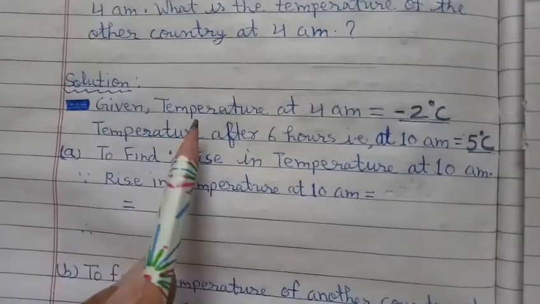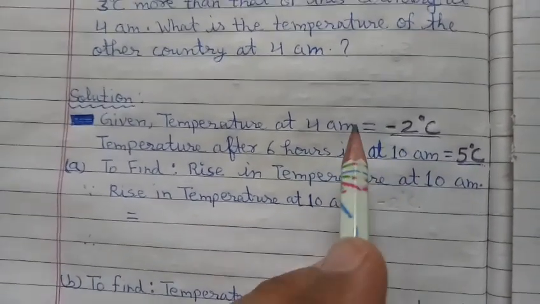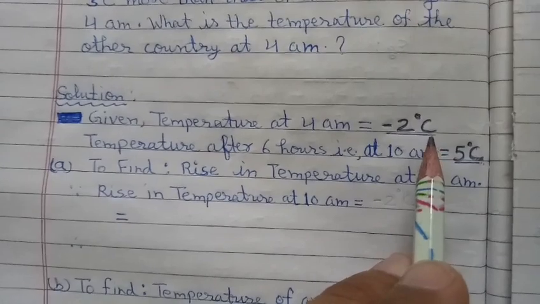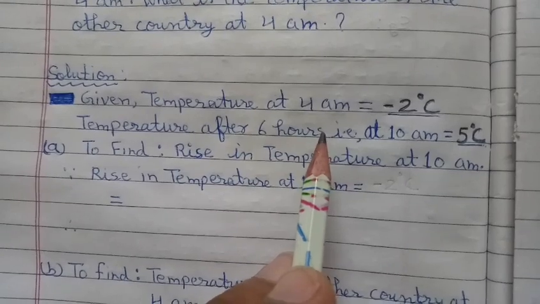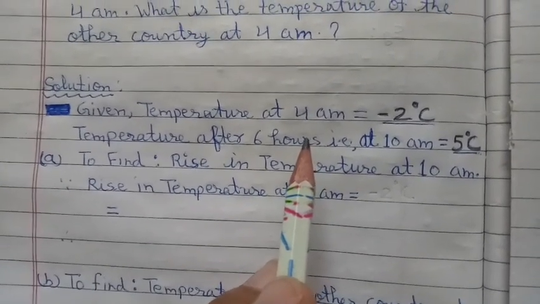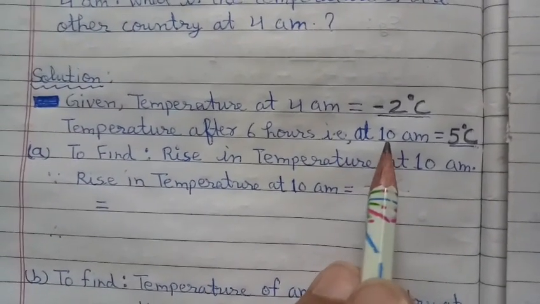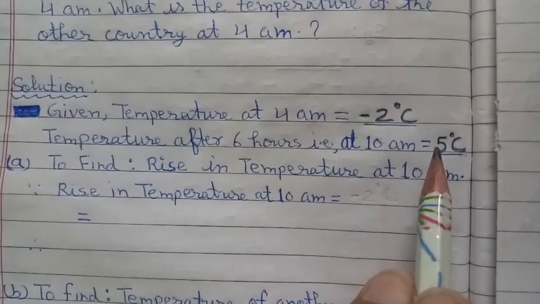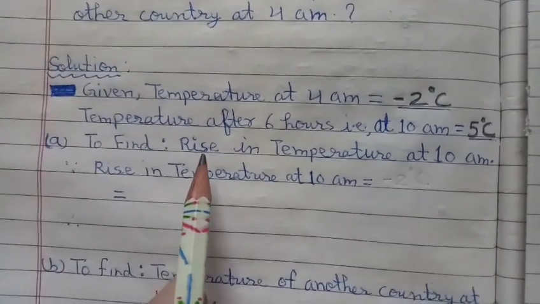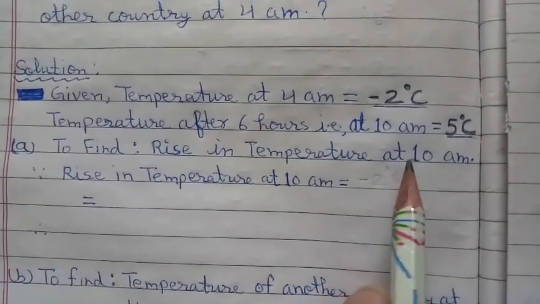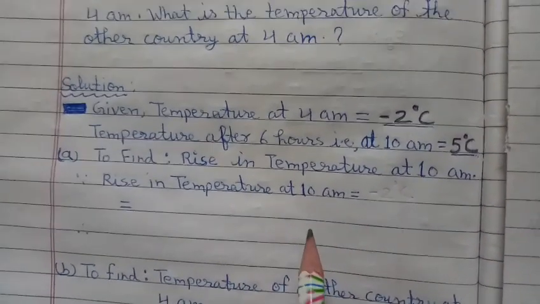So as we know, the temperature at 4 a.m. is -2 degrees Celsius, and the temperature after 6 hours from 4 a.m., that is 5, 6, 7, 8, 9, 10, at 10 a.m. the temperature is 5 degrees Celsius. For part one, we have to find the rise in temperature at 10 a.m.